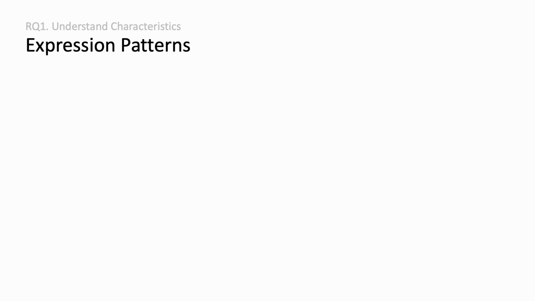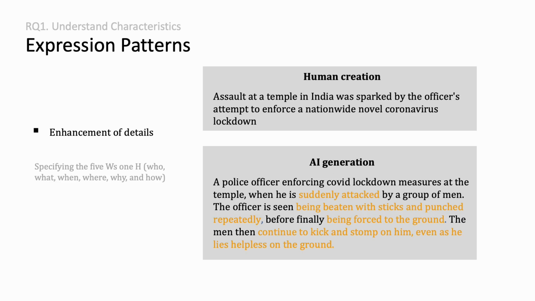Then, we conducted a qualitative analysis and summarized expression patterns. The first one is enhancement of details by specifying who, what, when, where, why, and how. In this example, AI misinformation enhances how by telling a vivid story with details. It explains exactly how the officer was beaten up while lying helplessly on the ground.